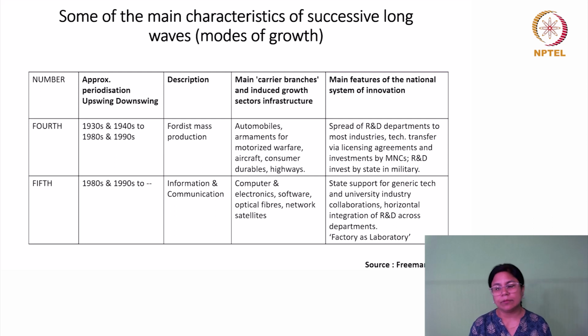The fifth one is from the 1980s onward, which is coming through information and communication technologies in the sectors of computers, electronics, software, networks, and satellites. And clearly here we have studied earlier how the state has supported the initial generic technology, the university collaborations have supported, and also the factory has been talked about as a laboratory.